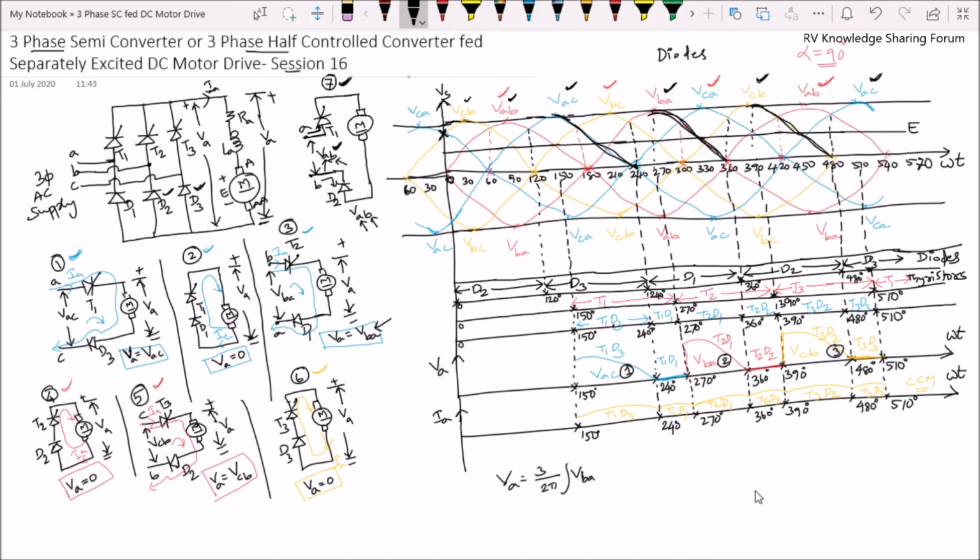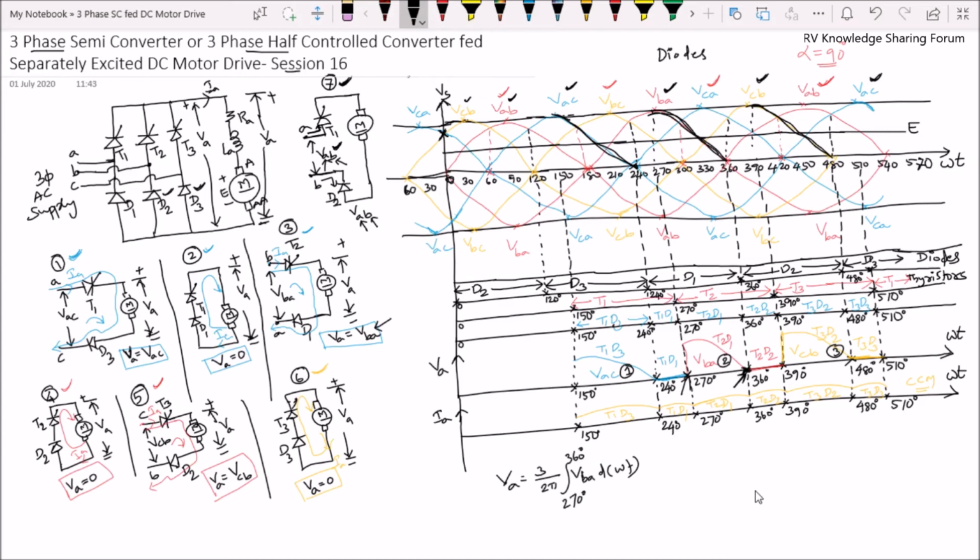So the second pulse starts at 270 degrees, right? If you observe VBA, the second pulse starts at 270 degrees. That means the lower limit is 270 degrees. And the upper limit, which is where it ends, is 360 degrees. That means the upper limit is 360 degrees, d of omega t.